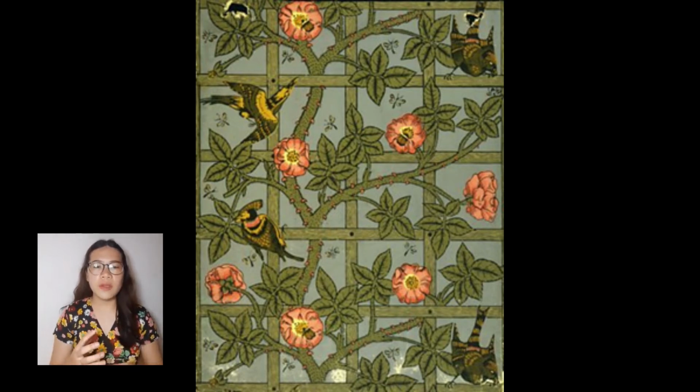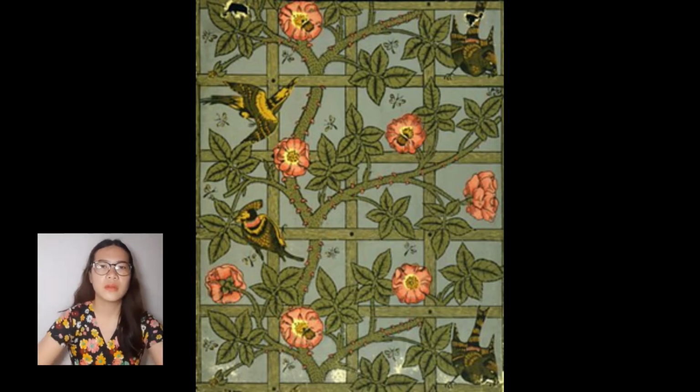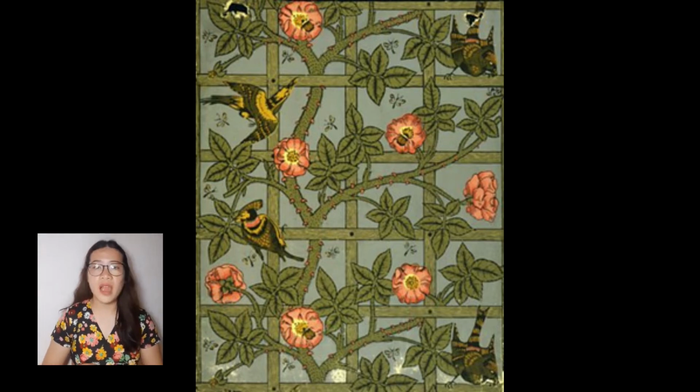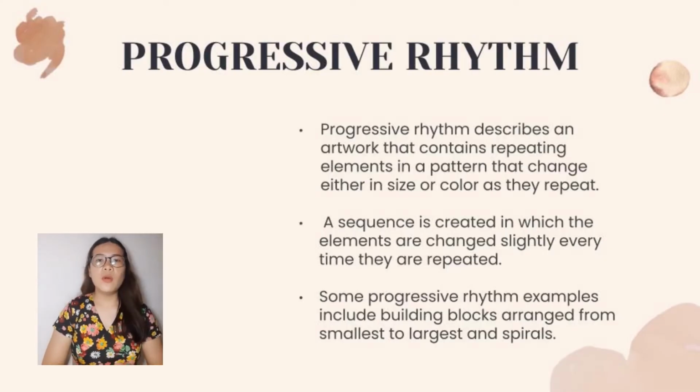As you can see, the bird, flower, and leaf branches lead the eye around the irregular repetition. So, by that, you can see the flowing rhythm in that picture, because the organic shapes and the forms are repeated. And now, we will proceed to progressive rhythm.